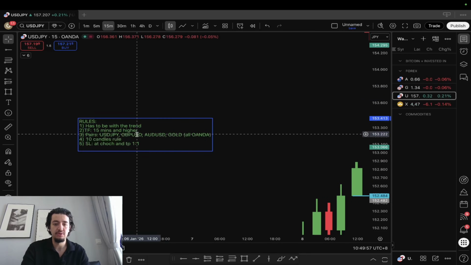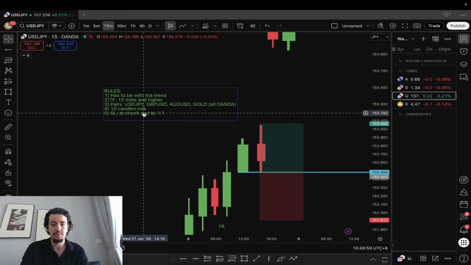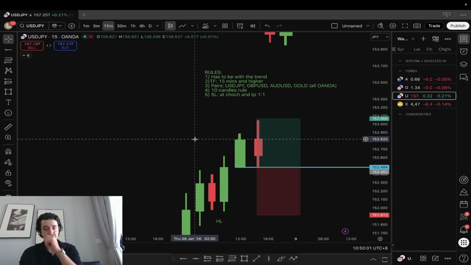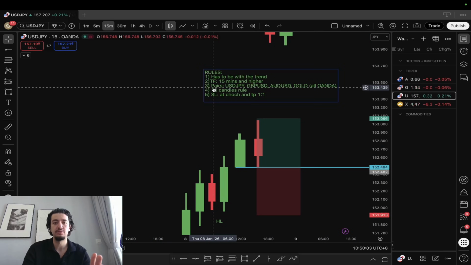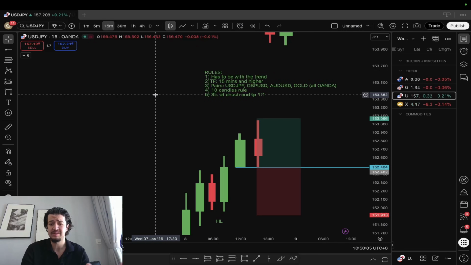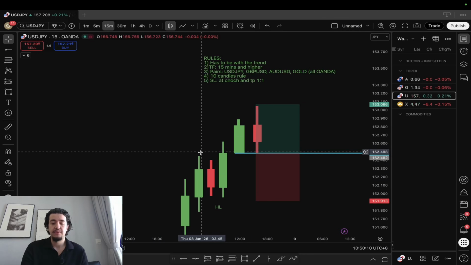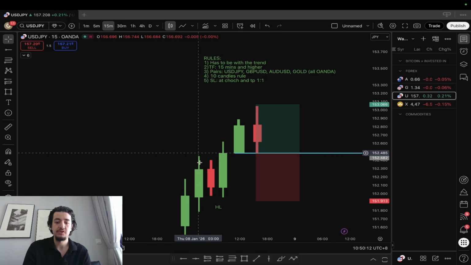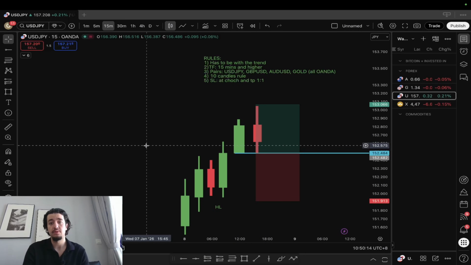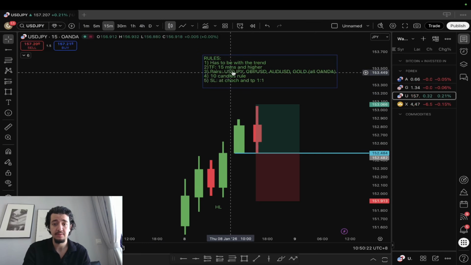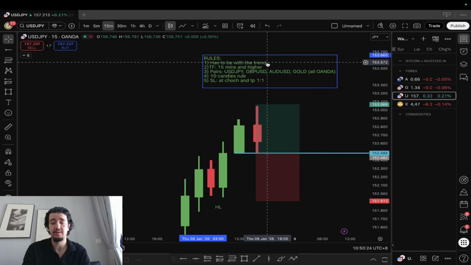Now this is the list of rules that you have to follow. It's very simple. It's only 5 rules. First rule is the candle has to be with a trend. So to take buys, we need to be in a bullish trend. To take sells, we need to be in a bearish trend. That's it. That's how simple it is, okay? So first rule: trade with the trend.